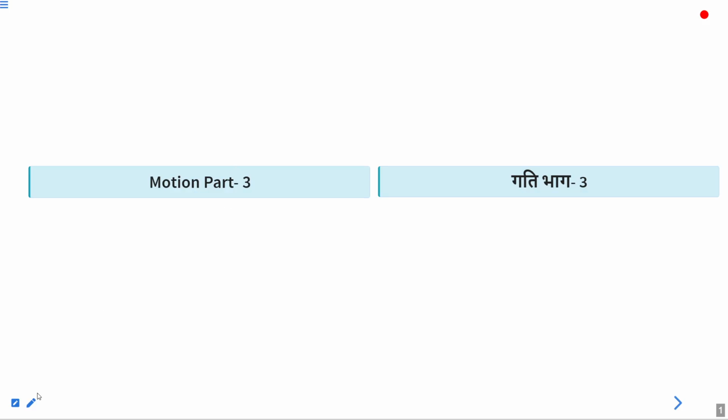So students, as we know, we are covering motion, and so far we have covered it till part 2. Now this is going to be part 3 because the previous lecture was part 2. I hope that you have revised part 1 and part 2 well enough before you have come for this lecture. As many times I have told you, this is for your own benefit.